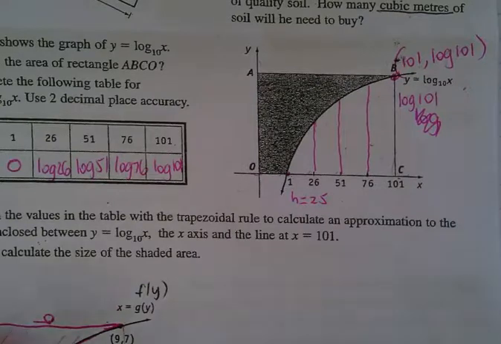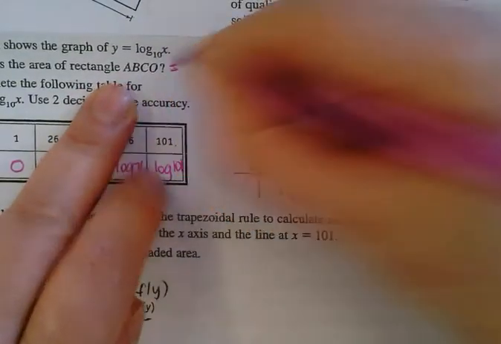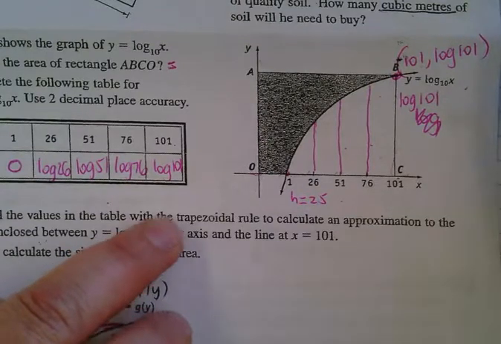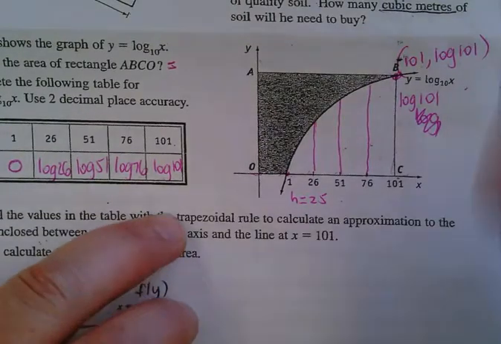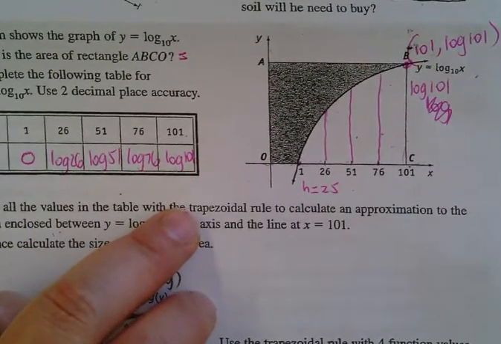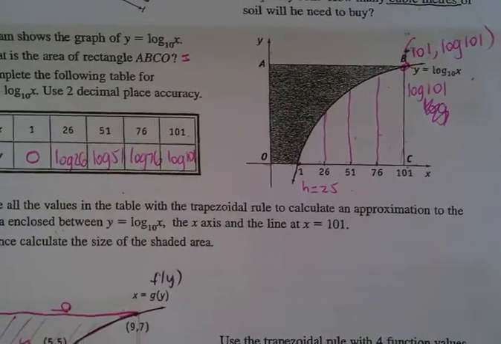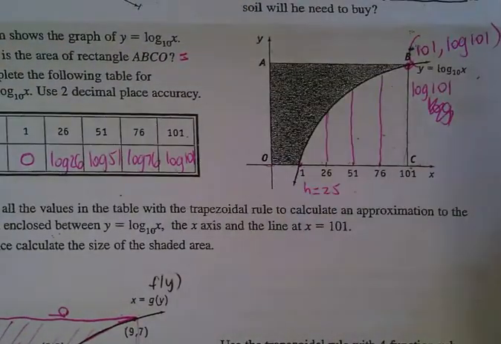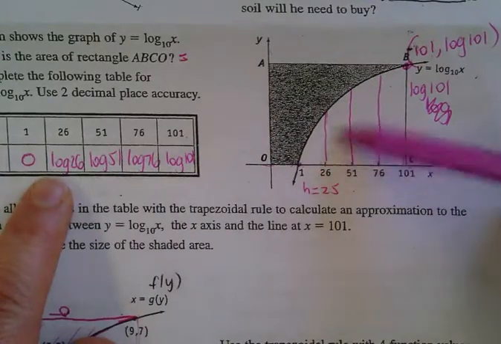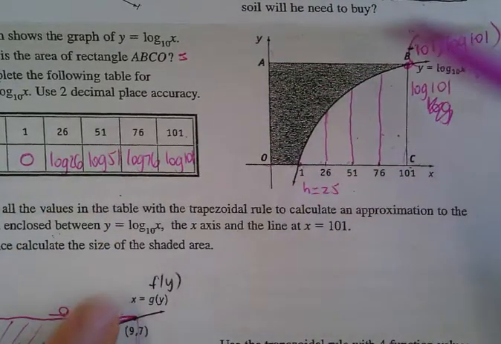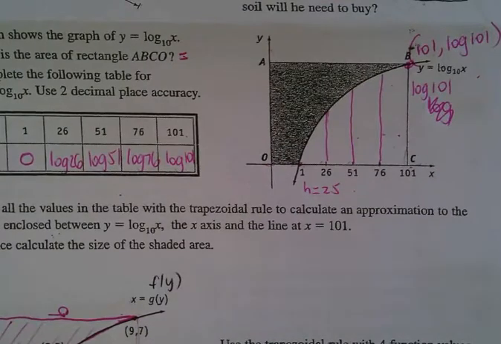Got that? So what's the area? What did you get for the first part? 101 times log 101. What did you get for the area? Whatever you get, so you write it out. And then your trapezoidal rule does this area, and then the shaded area will be whatever you get. Spend a minute now and do it.